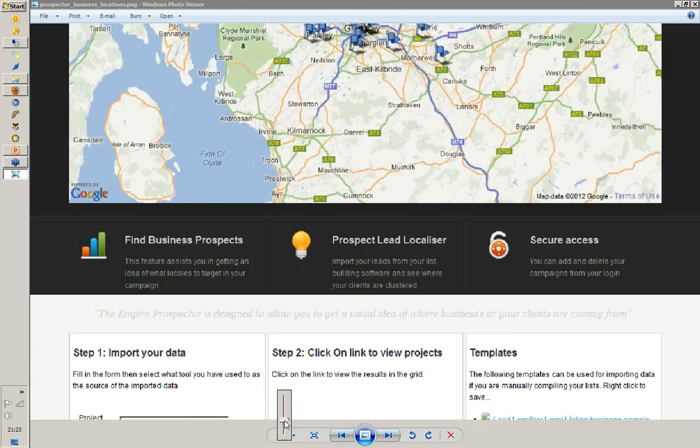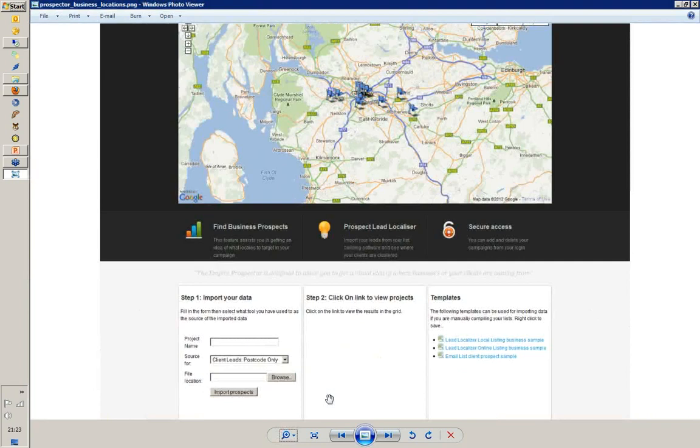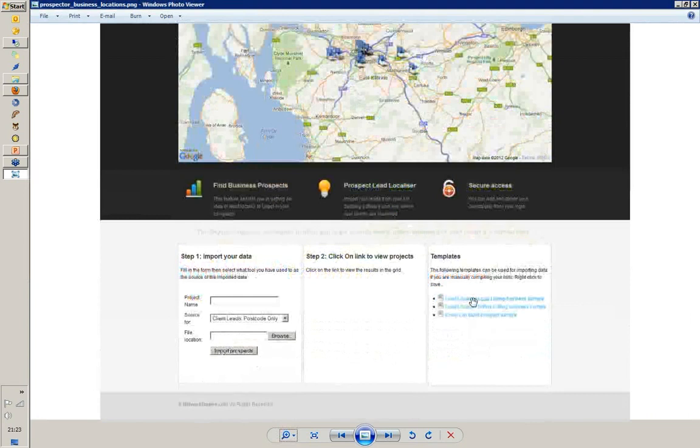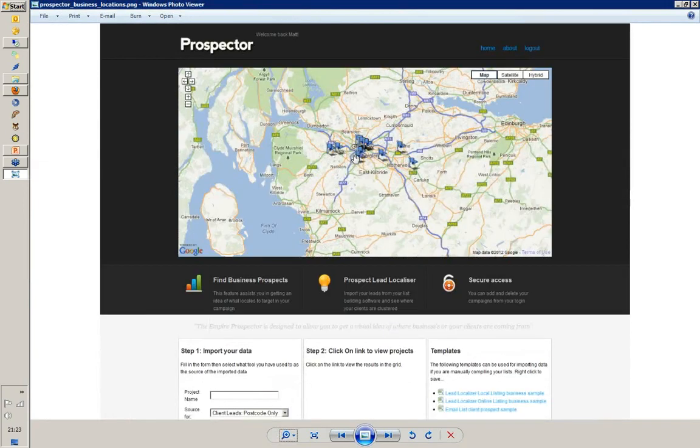Okay. What this does is the prospector basically allows you to import data if you're using certain kinds of tools. We give you all the templates that you need over there. You can just fill in the gaps into the right columns and import it in as a CSV file. But basically, on this demonstration here with the prospector, we've imported in businesses, which we got from yale.com.